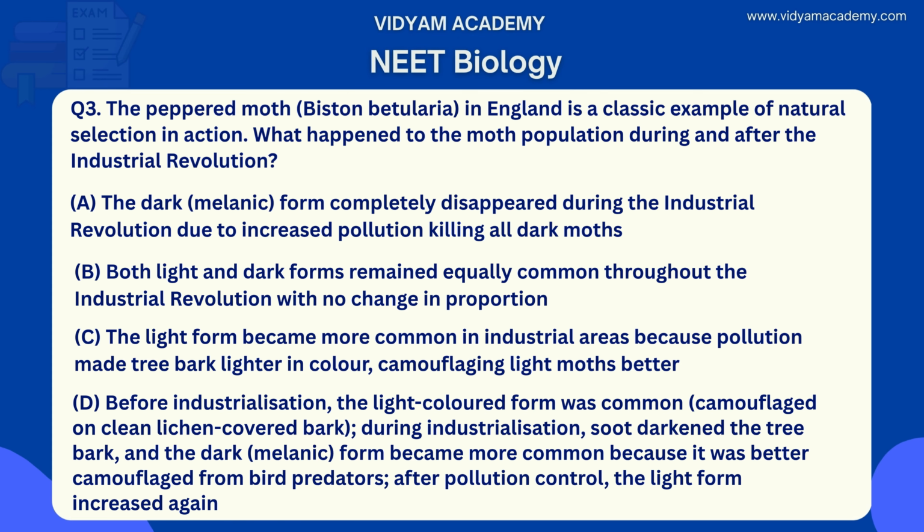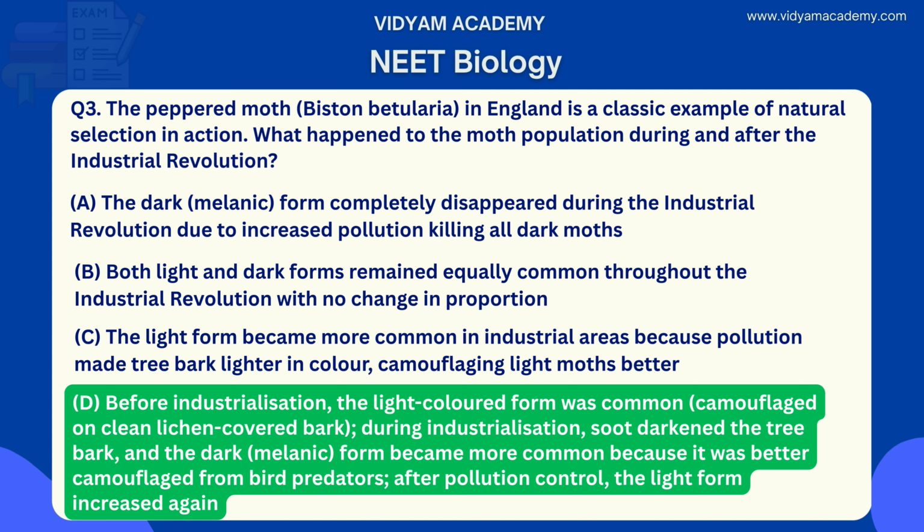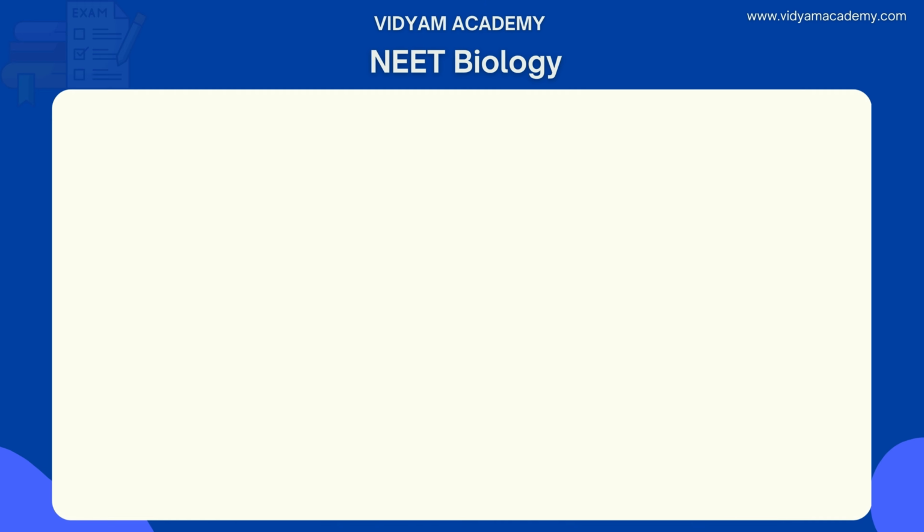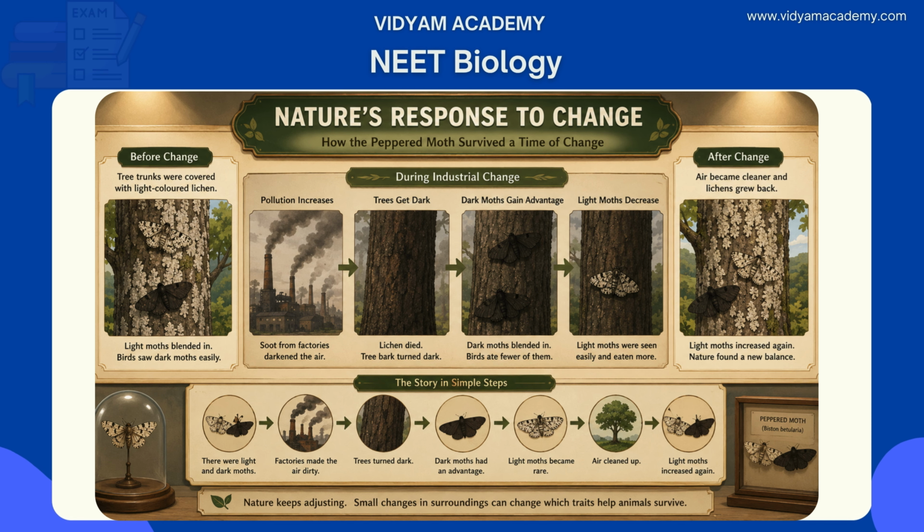The right answer of this question is option D. Let's go for detailed explanation. Before the Industrial Revolution, tree trunks in England were covered with light colored lichen. So the light colored peppered moths were well camouflaged, and the dark melanic form was easily spotted and eaten by birds. As industrial pollution increased, soot blackened the tree bark and killed the lichen, reversing the camouflage advantage.